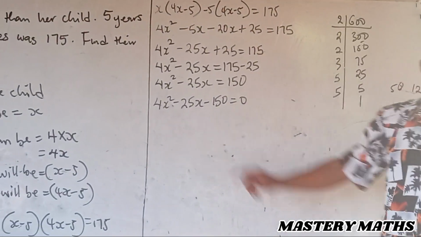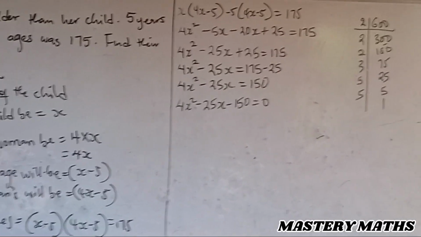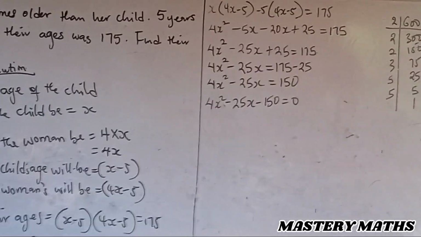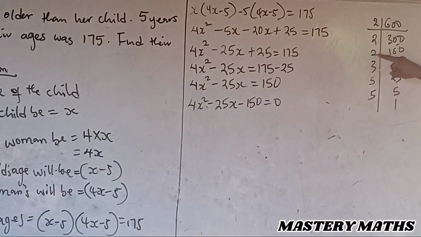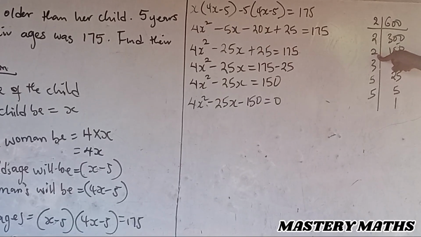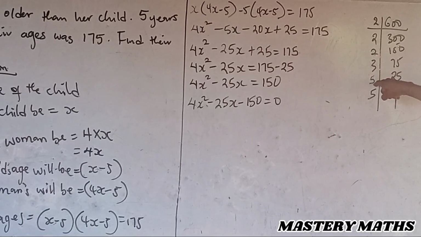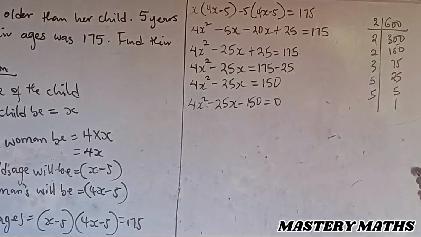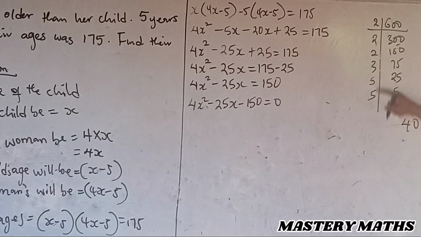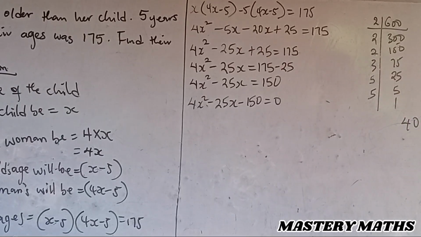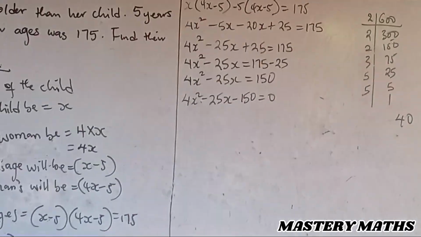It will not go. So we need to look for a number that will work, that when we subtract it, it will give us. So let's go to 2 times 2, 4. 4 times 2, 8. You see it now? Now 8 times 5 will give us 40. So let's take 40, and the remaining one is 5. 3 times 5 is 15. If we take 40 and 15, they will give us this.